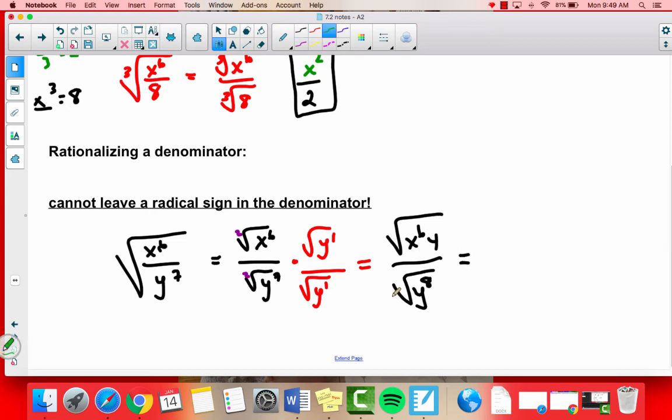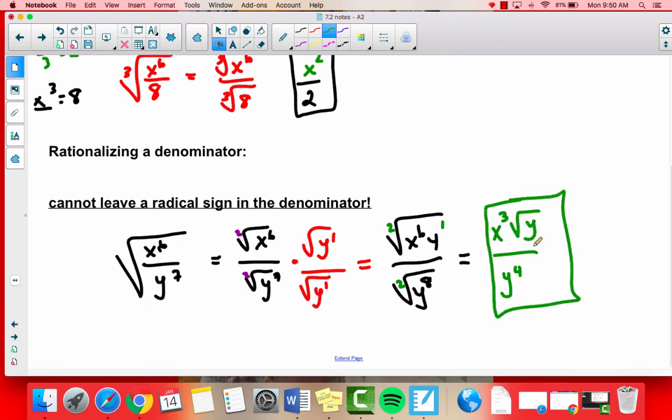So when I do that, remember there's a 2 here. 2 goes into 8 4 times. So in the bottom, I'm going to have y to the 4th. And because I have no radical sign in the denominator, that's a good thing. And then on the top, I can reduce as much as I can. So 2 goes into 6 3 times, so I'm going to have x to the 3rd. But 2 doesn't go into 1 at all, so this is going to stay the square root of y. And this would be our final answer, where we have rationalized the denominator and we only have nice whole exponents in our denominator. Okay, so if you have any questions about rationalizing, please let me know.